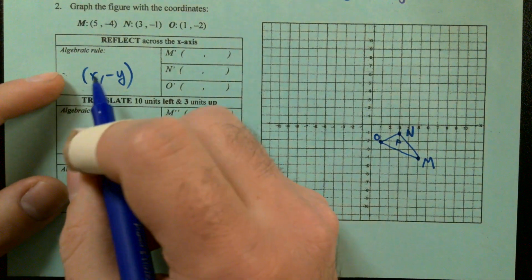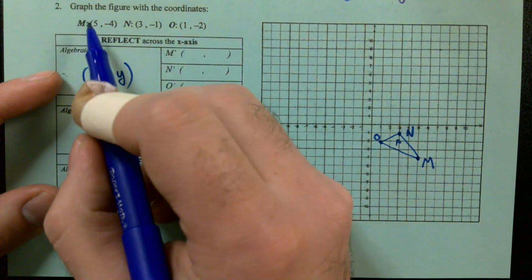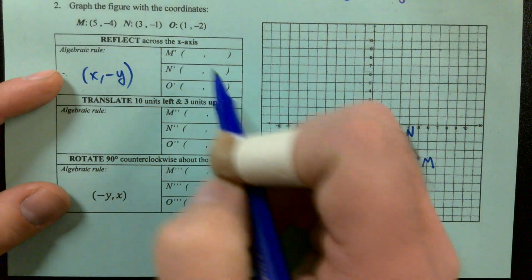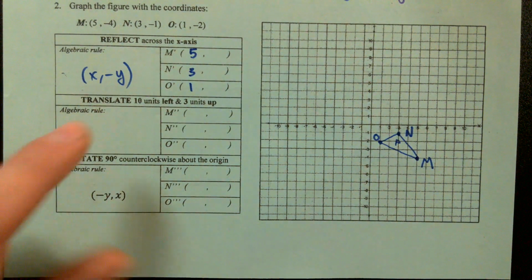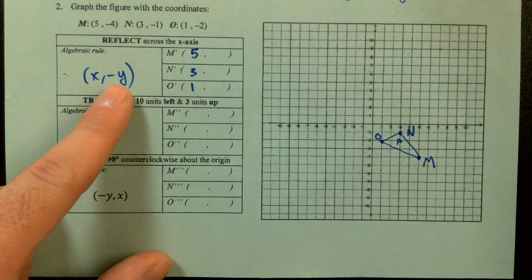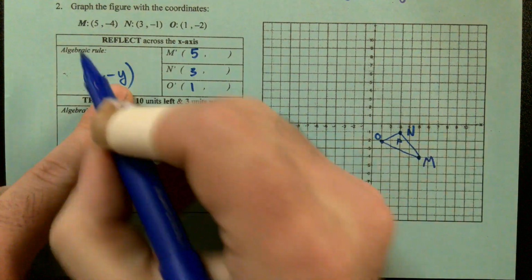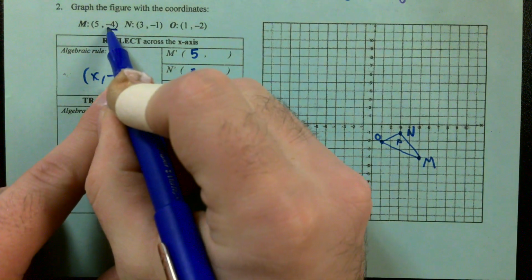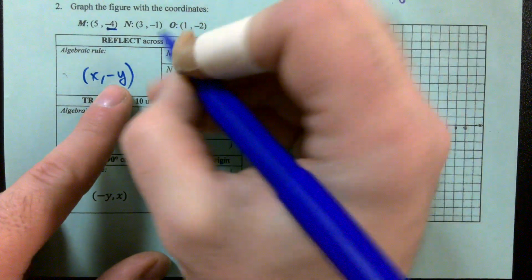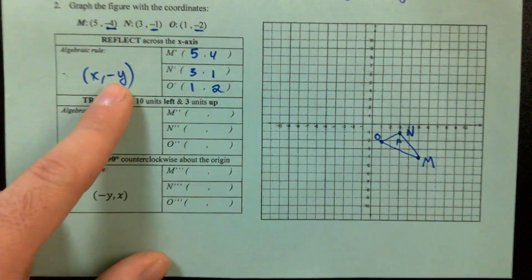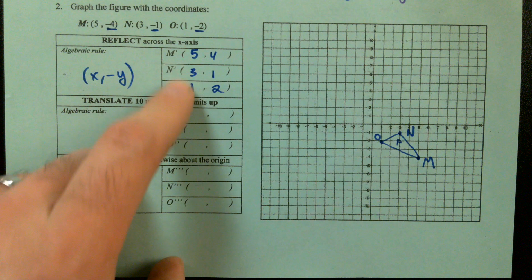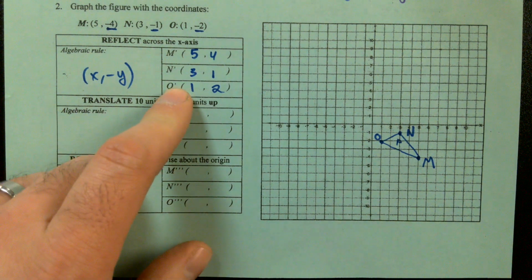And what this means is that I'm going to keep my x coordinate the same. 5, 3, and 1 are going to remain as 5, 3, and 1. But I'm going to take my y coordinate and I'm going to flip it. So what would -4 become if I flip it? Positive 4. What about -1? Positive 1. -2? Positive 2. Look at that. I used the rule to get my new coordinates. I didn't have to count at all.